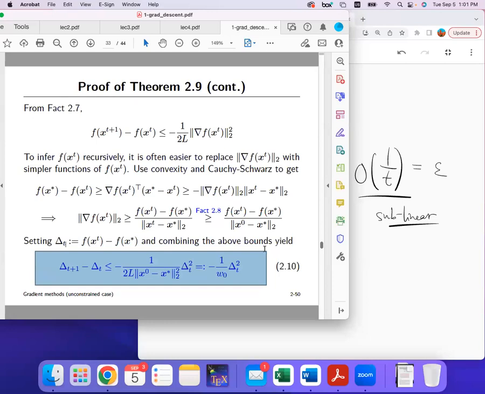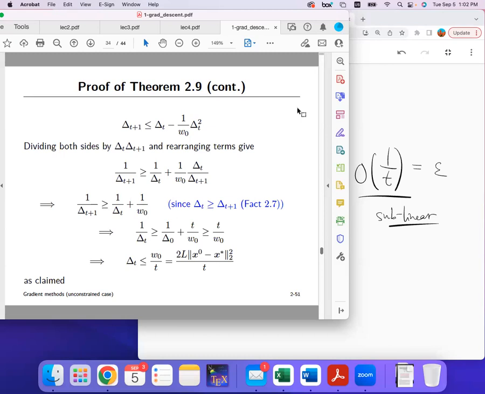So this defines a recursion. Delta t is what we want to bound. We want to bound this term. And this is a recursion of delta t. Left hand side is delta t plus 1 minus delta t. Right hand side is negative delta t squared. So the rest of things is just pure mathematics. You just solve this recursion of the scalar sequence and try to get an estimate for delta t. Okay, so let's copy the recursion here.